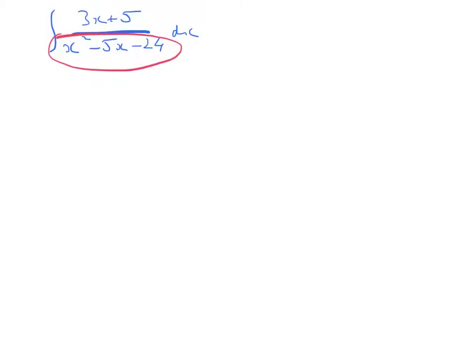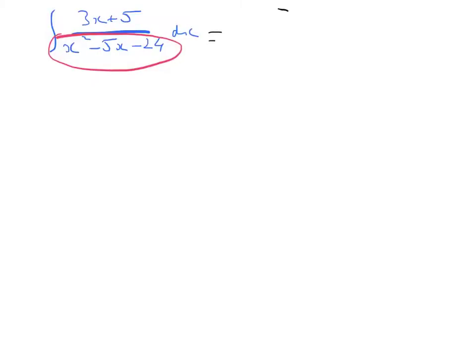the derivative of that would be 2x minus 5. My top line is 3x plus 5. So they're not the same. So therefore it can't be a straight out log from the beginning. So we're going to break this up into partial fractions.